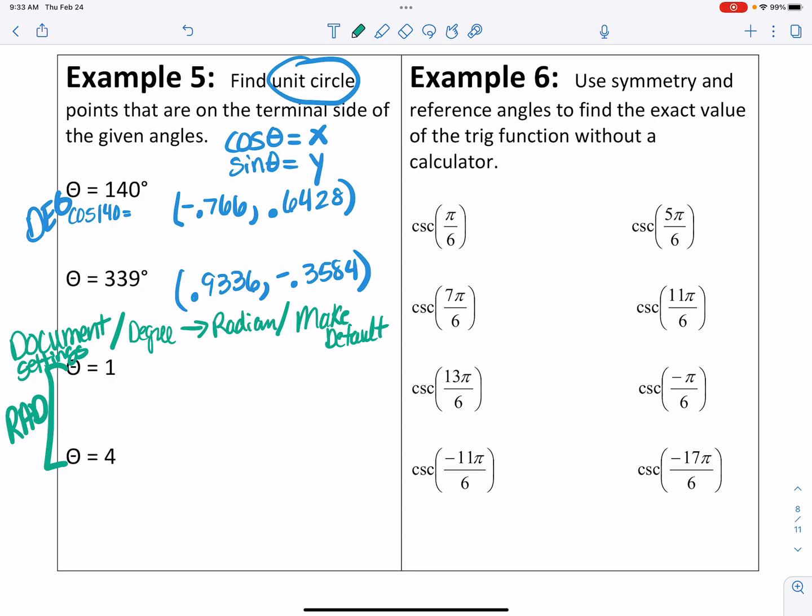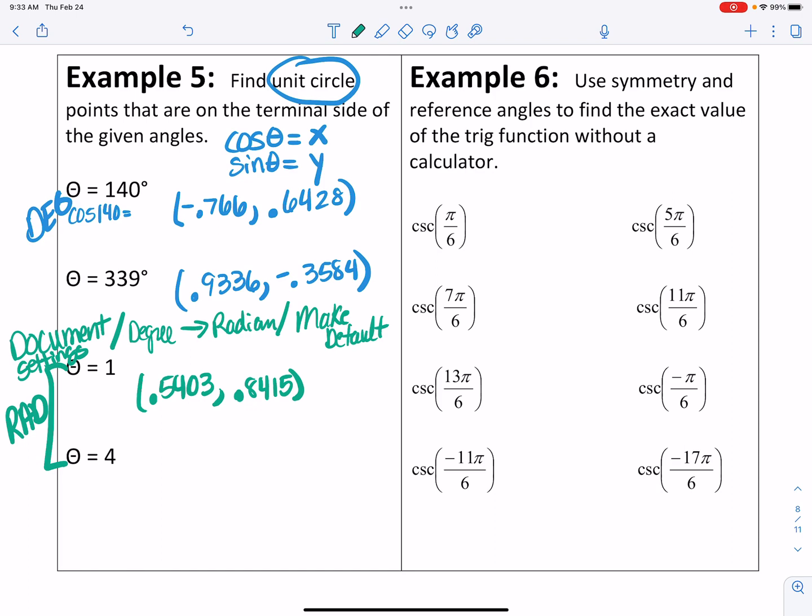Now it's in radians. So I'm literally going to type the cosine of 1. And it tells me 0.5403. And I'm going to type the sine of 1. And I'm going to tell you right now, these are the most missed questions on the test, because I don't think kids understand when you're on the unit circle, the cosine is the x and the sine is the y.